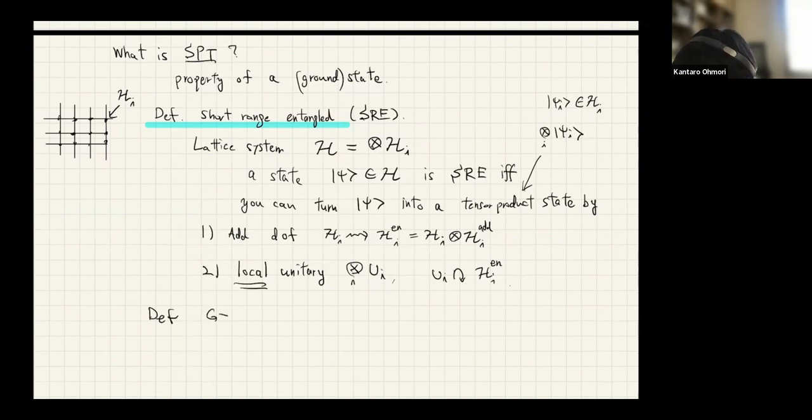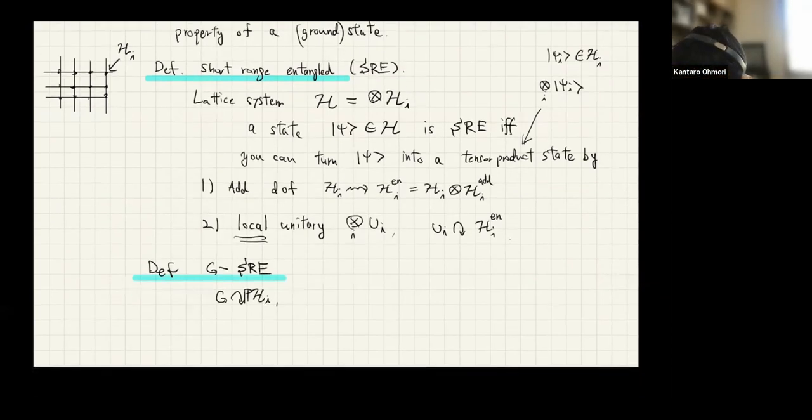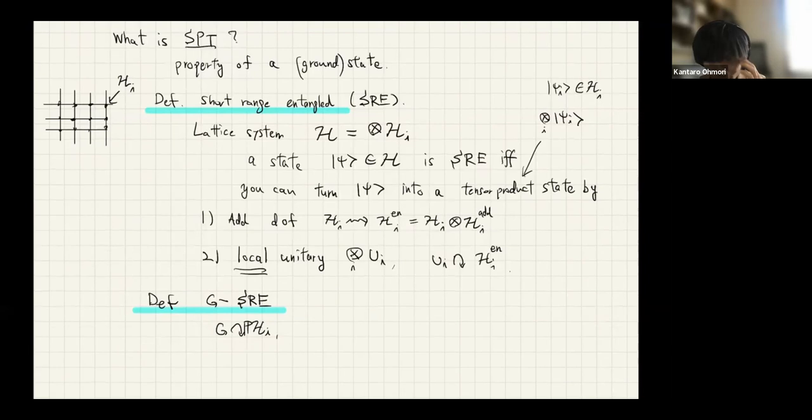Then we also define G short range entangled. Here we assume that G acts on the H_i at each site, and also that psi is invariant under the G action.